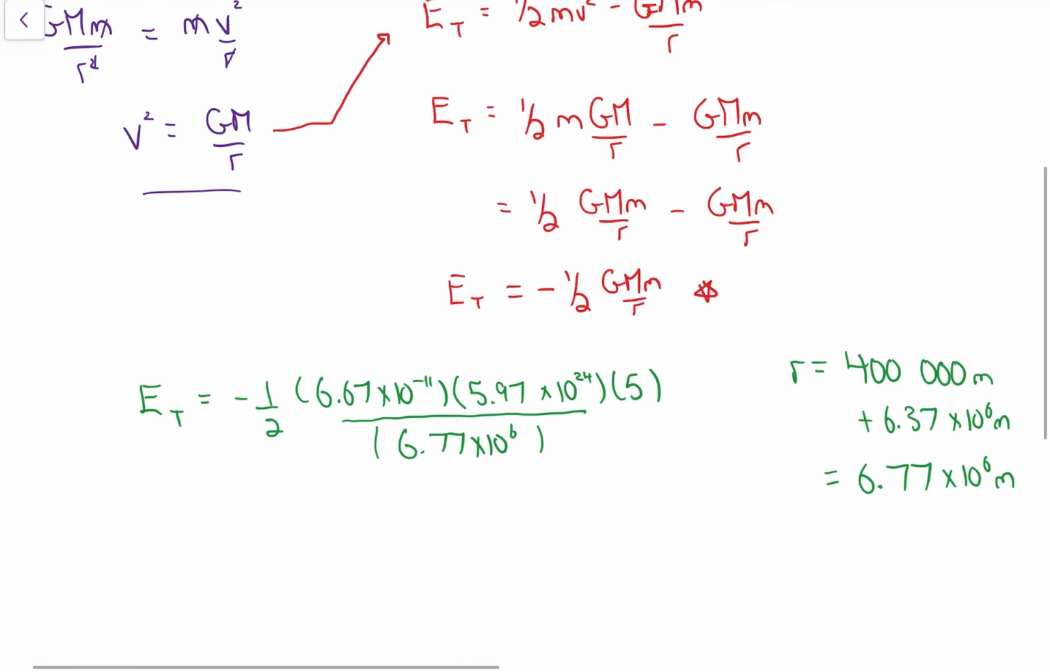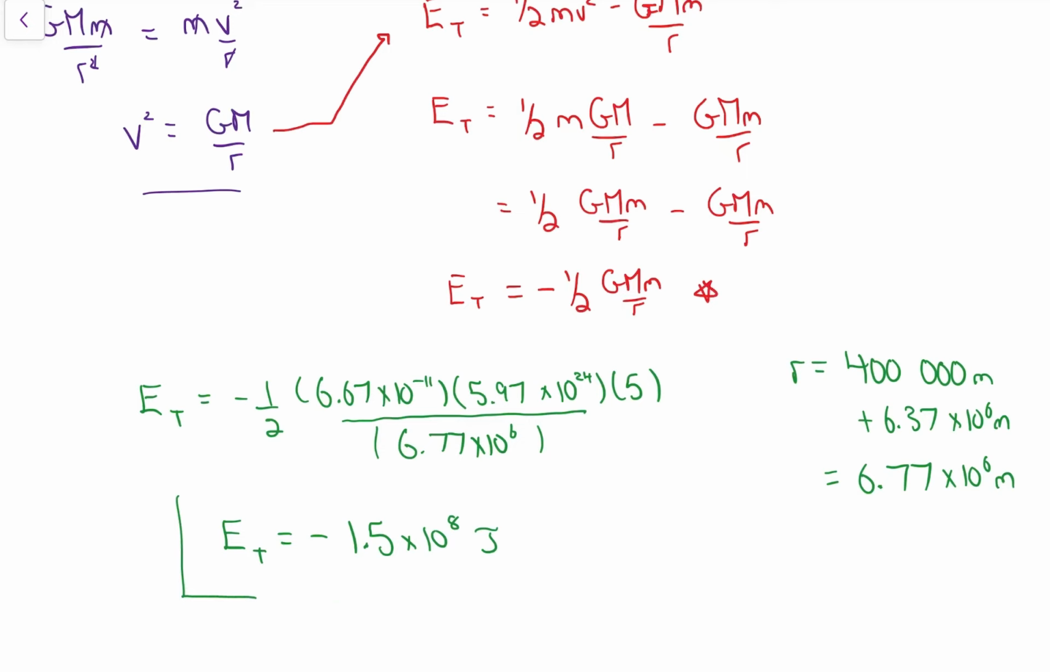Clean that up, crunch it out, and I get an E total. It's going to be a negative number as expected. Even though it's orbiting and seems to be far from Earth, it's still trapped. The bowling ball is not going to fly away into deep, deep space unless we give it energy. And the value is negative 1.5 times 10 to the 8 joules. This is a big negative number, implying that the bowling ball is trapped.